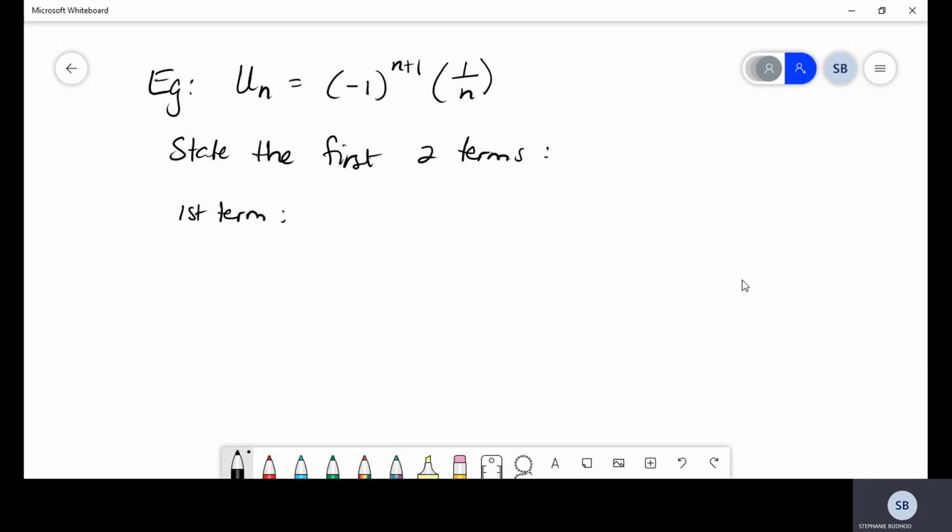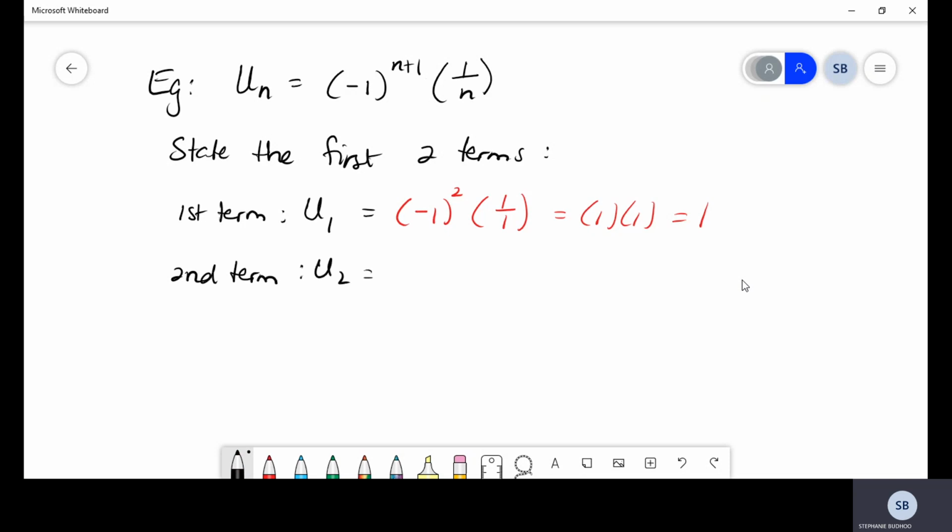right? We have our sequence here. So to find U1 will take place when n has a value of 1. So I'll change my color here, because we have some powers involved. So when n is 1, that's 1 plus 1 is 2. Our power has now changed, and we have 1 over 1. Now you all know negative 1 squared is just positive 1, and 1 divided by 1 is 1, so our answer is just 1.